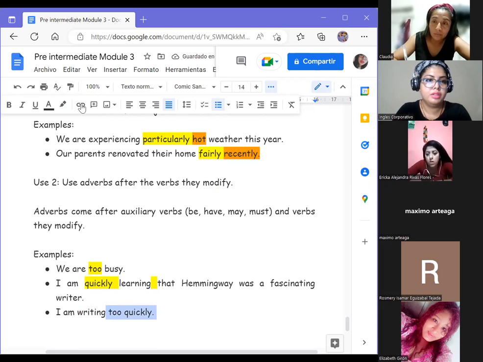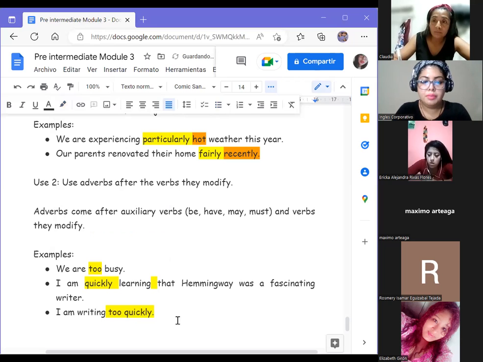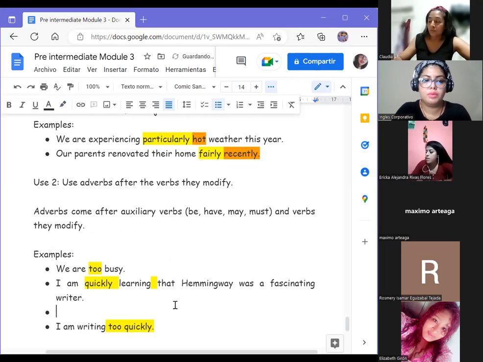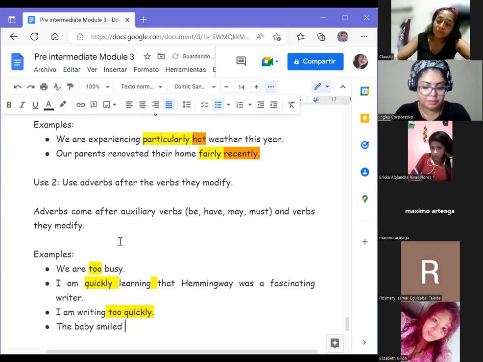And we have here the adverb. In this case, we are going to have like this one. Then we have another example, and it says, the baby smiled sweetly. The baby smiled sweetly. And we have here the adverb at the end.